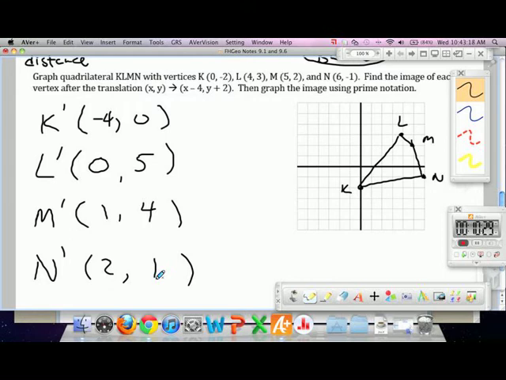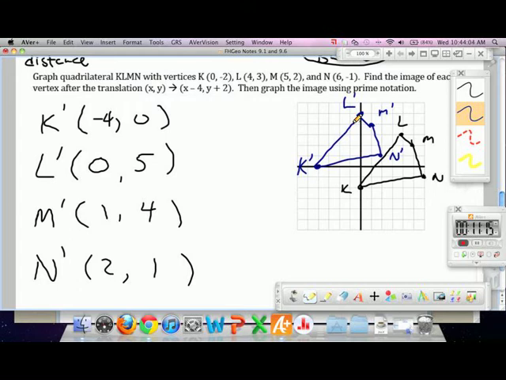And finally, graph the image with prime notation. So we'll graph all these points. K prime is (-4, 0). L prime is (0, 5). M prime is (1, 4). And N prime is (2, 1). And even with my terrible line drawing skills, it still looks as though it's pretty much an isometry. So it's been shifted.